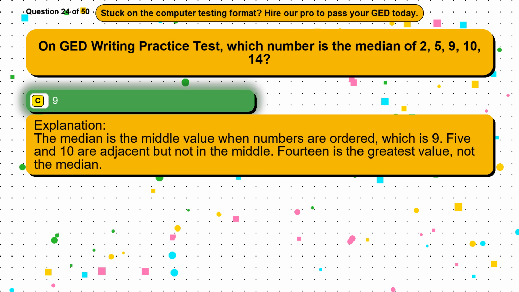The median is the middle value when numbers are ordered, which is 9. 5 and 10 are adjacent but not in the middle. 14 is the greatest value, not the median.